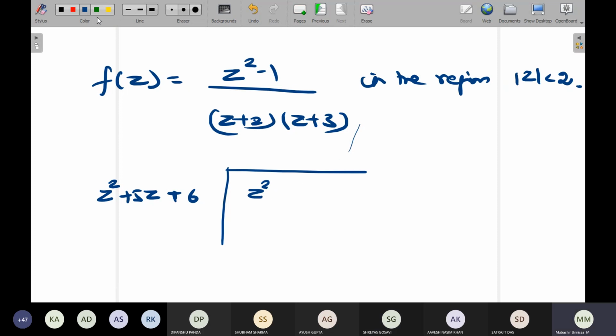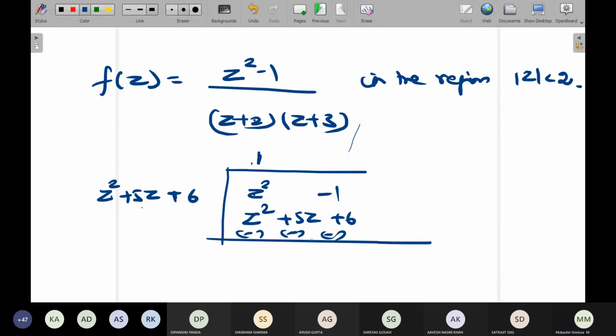Just concentrate. So I have z square minus 1, I'm writing it far apart. You have z square here and z square here, so you can use 1. When you multiply this by 1, you get z square plus 5z plus 6. Subtract this, so this and this get cancelled. You will get minus 5z minus 7. How can you rewrite this?